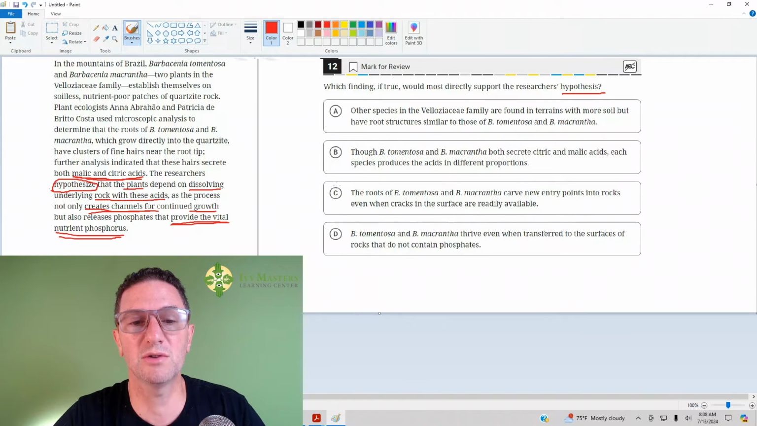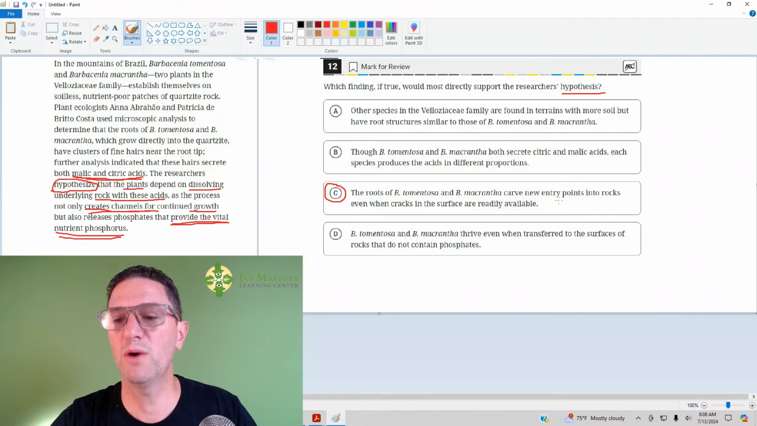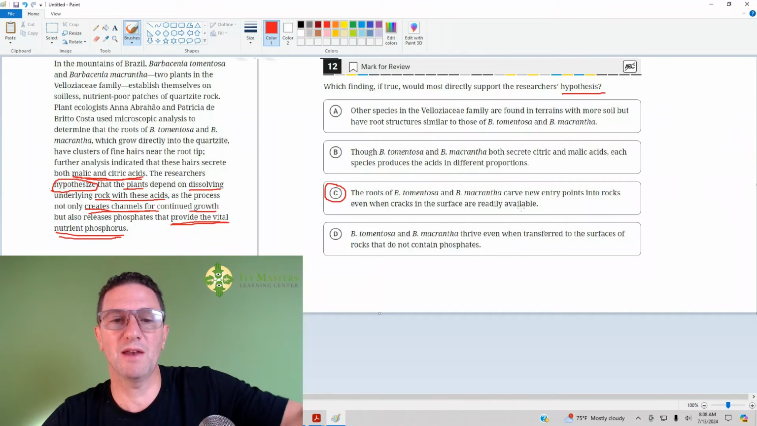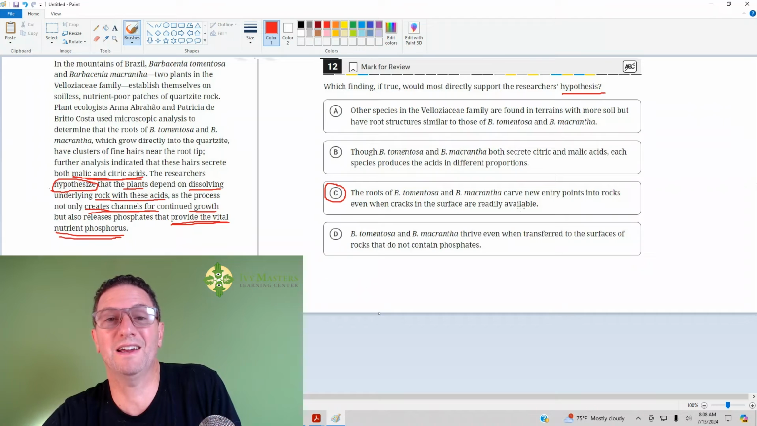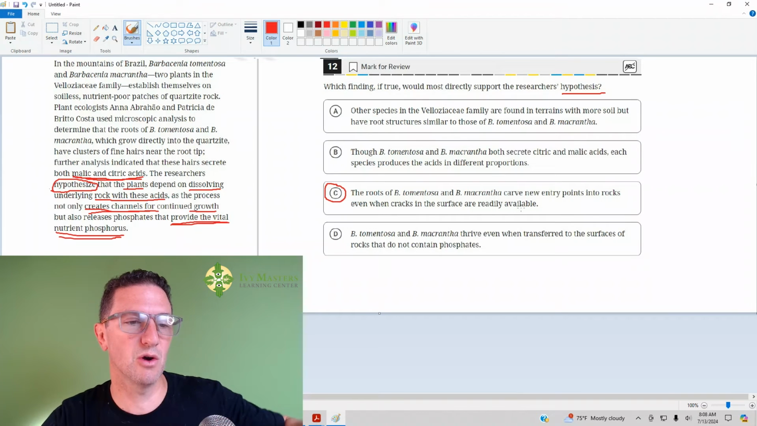The best answer here is C. The roots of BT and BM, don't worry about the correct pronunciation, carve new entry points into rocks, even when cracks in the surface are readily available. Because if the cracks in the surface are readily available, they're not going to be able to melt that rock in the crack because there's nothing in the crack. That's what makes it a crack, and get nutrients out of it. So it wants to go where the rock is.